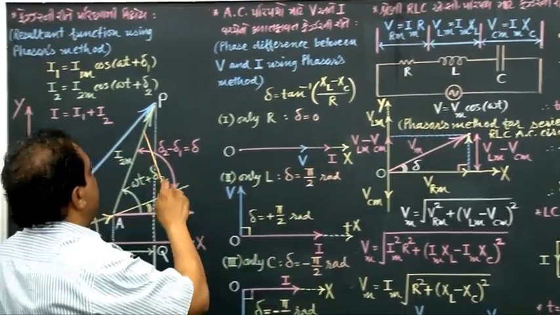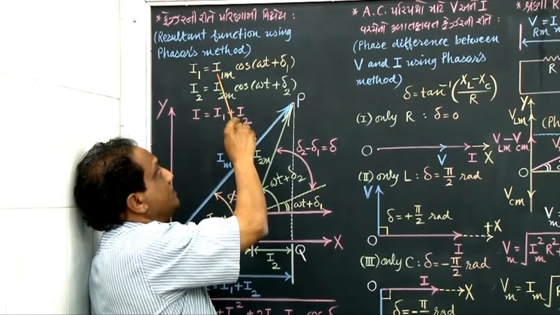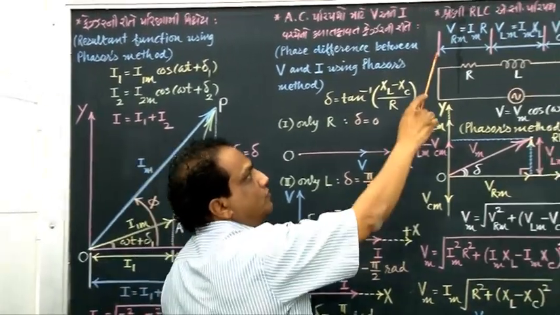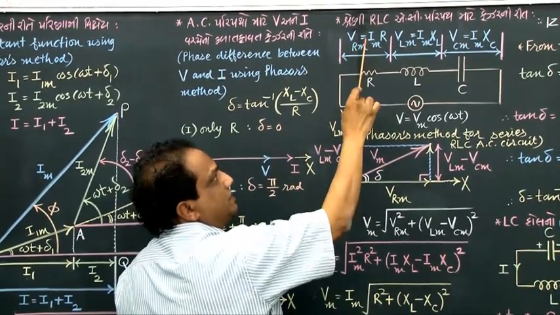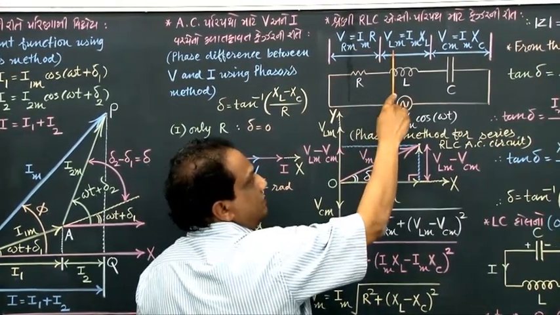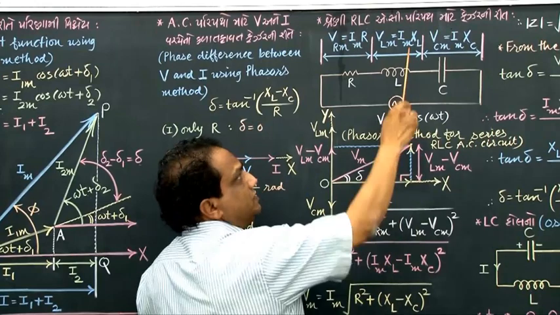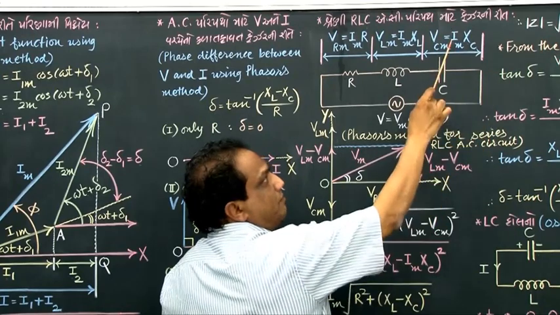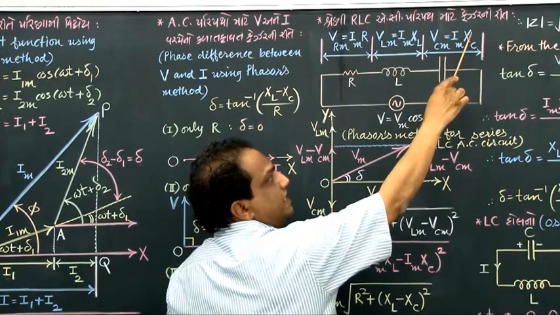The way they have put here I1M, I1M means maximum value of the first harmonic function. The way they are putting M for maximum, similarly here also I am putting M for maximum. So this is the maximum voltage across the resistor, it is Im into R. Similarly, maximum voltage across the inductor is maximum current into the magnitude of inductive reactance, which is XL. Similarly, maximum voltage across the capacitor is maximum current into the magnitude of capacitive reactance, that is XC.